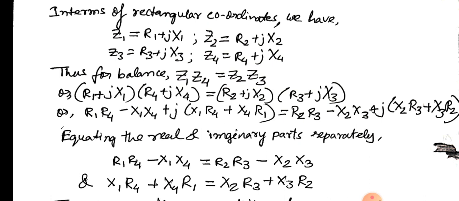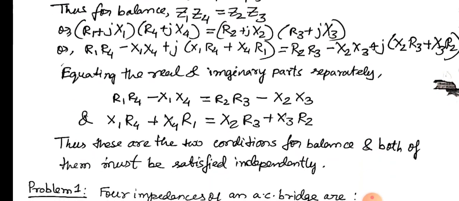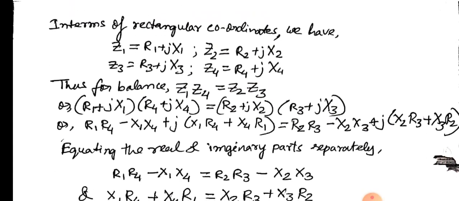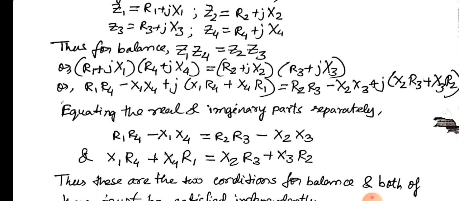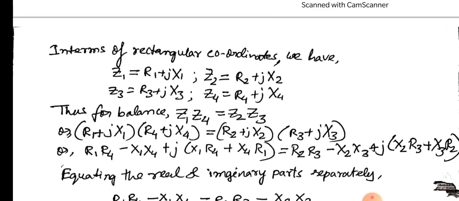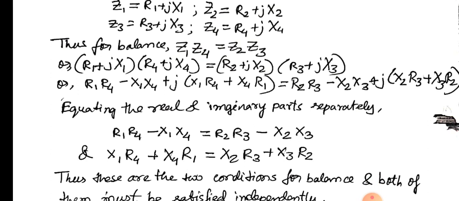Now we multiply the terms and equate the real and imaginary parts. We get this as the equation: R1 R4 minus X1 X4 equals R2 R3 minus X2 X3. This is one, and the second condition is X1 R4 plus R1 X4 equals X2 R3 plus X3 R2. These are the two conditions for balance, and both of them must be satisfied independently. So this is our rectangular coordinate form. Earlier was the polar form, and this is the rectangular coordinate form. In these two forms we can have the bridge balance conditions, and these must be satisfied independently.